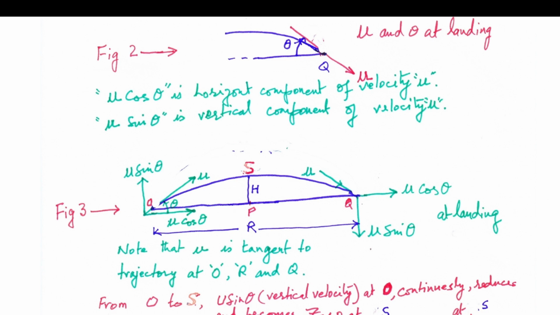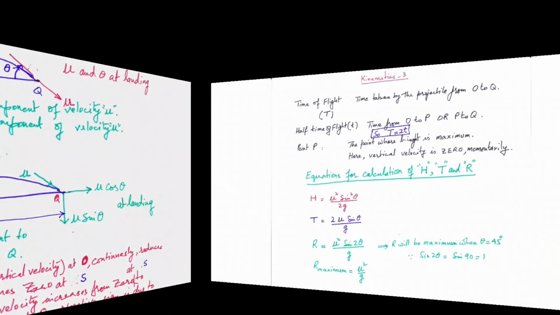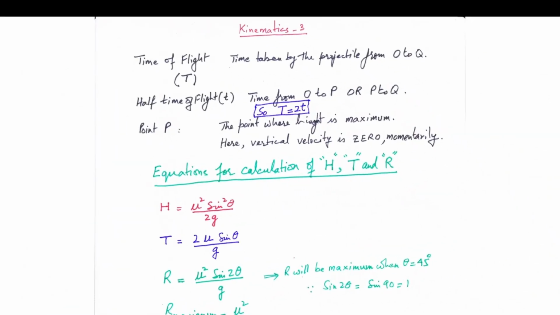Then on next page is time of flight, capital T. It is the time taken by the projectile from O to Q. Half time of flight, small t, time from O to P or P to Q. So we can say that capital T is equal to 2 times the small t. Point P, the point where height is maximum, here vertical velocity is 0 momentarily.